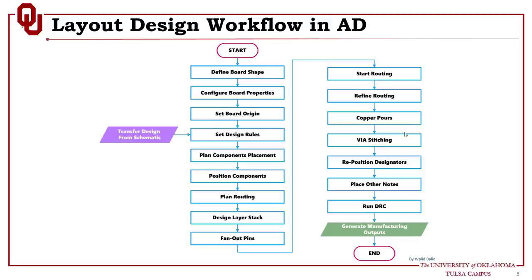Then you need to reposition the designators. Designators are the net labels for the components. If you have a physical resistor, let's say R1, the label for this component is called the designator. So you need to move it close to the component so it will be printed on the silkscreen layer in a nice way.